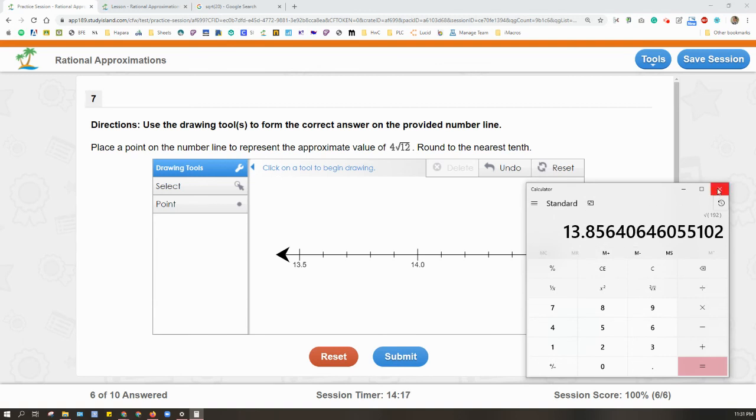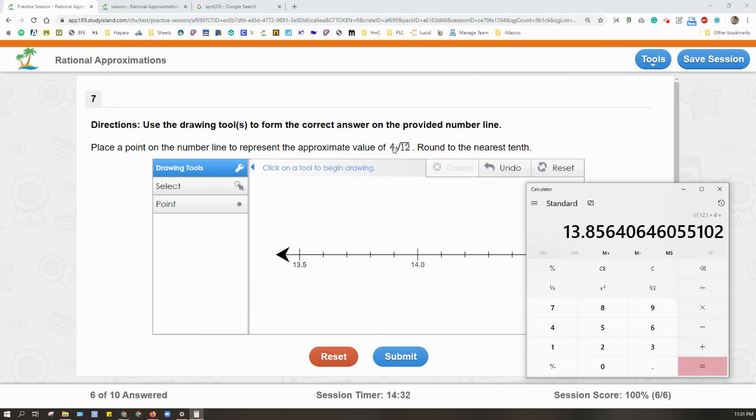But that's not absolutely necessary. You can literally just take the square root of 12 and multiply it by 4, and you're going to get the same answer. Watch. 12 square root times 4 equals. And you get the same thing we had a second ago, 13.856, etc., etc., etc.